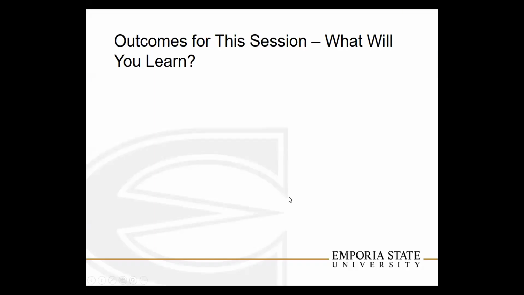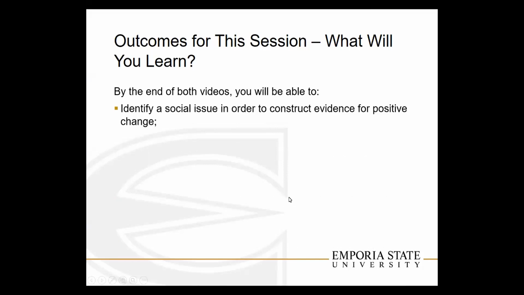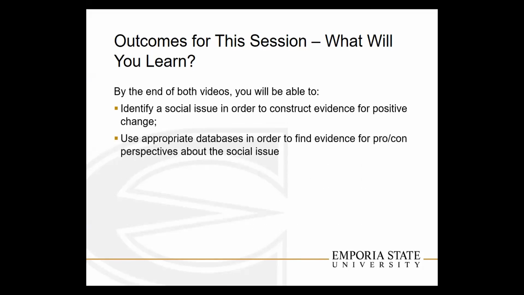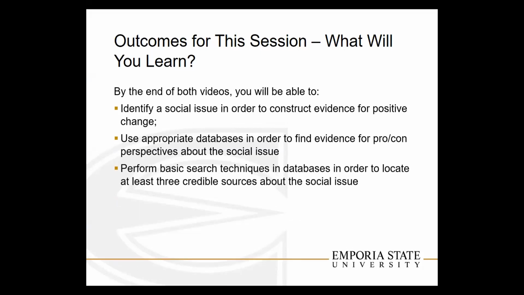So in this session, we want you to be able to learn by the end of both videos how to identify a social issue in order to construct evidence for positive change, using appropriate databases in order to find evidence for pro and con perspectives about your social issue, perform basic search techniques in databases in order to locate at least 3 credible resources and hopefully more about your social issue that you're doing for your Writing for Change essay, creating a free New York Times digital edition subscription, which is a resource that we have through the library. This is totally free to you as an ESU student.